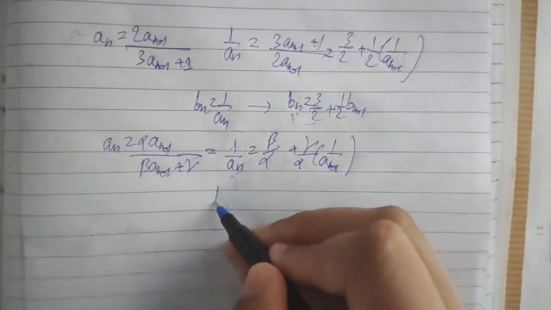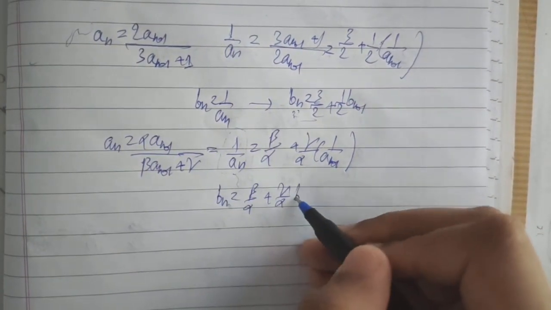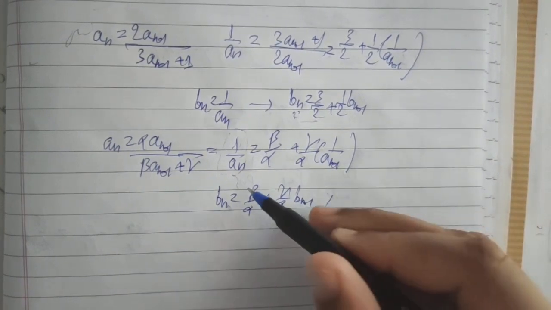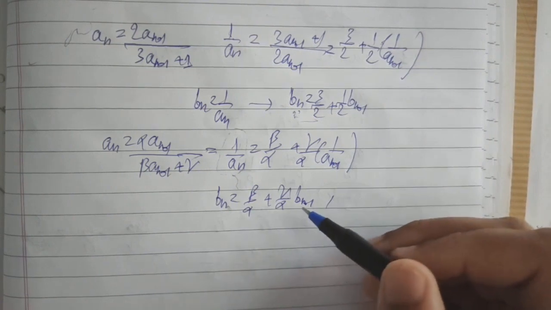It is of the form bn is equal to beta by alpha plus gamma by alpha times b(n minus 1). Now we already know how to solve a recursion like this. We have already previously discussed it. So it is very easy to solve from here.